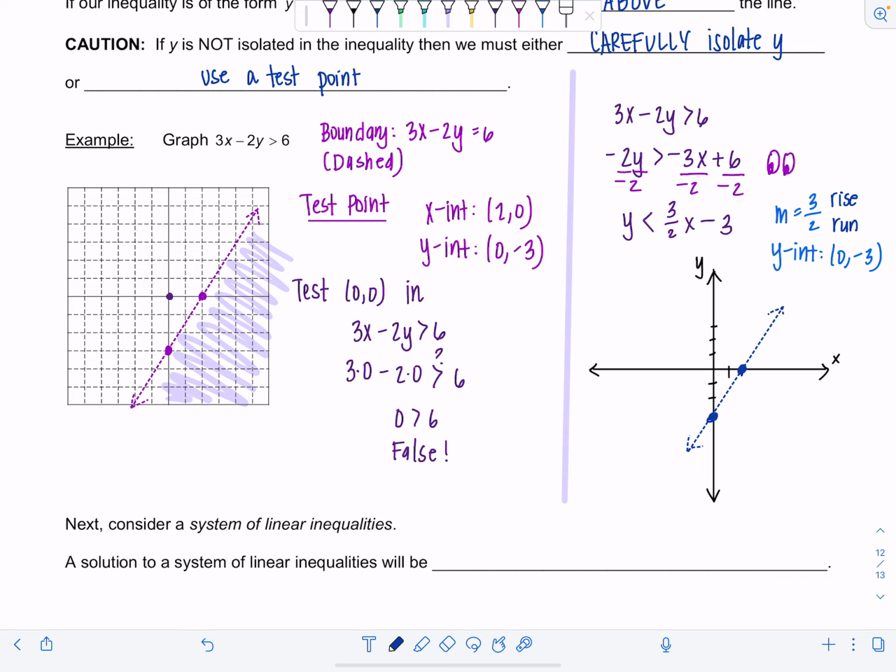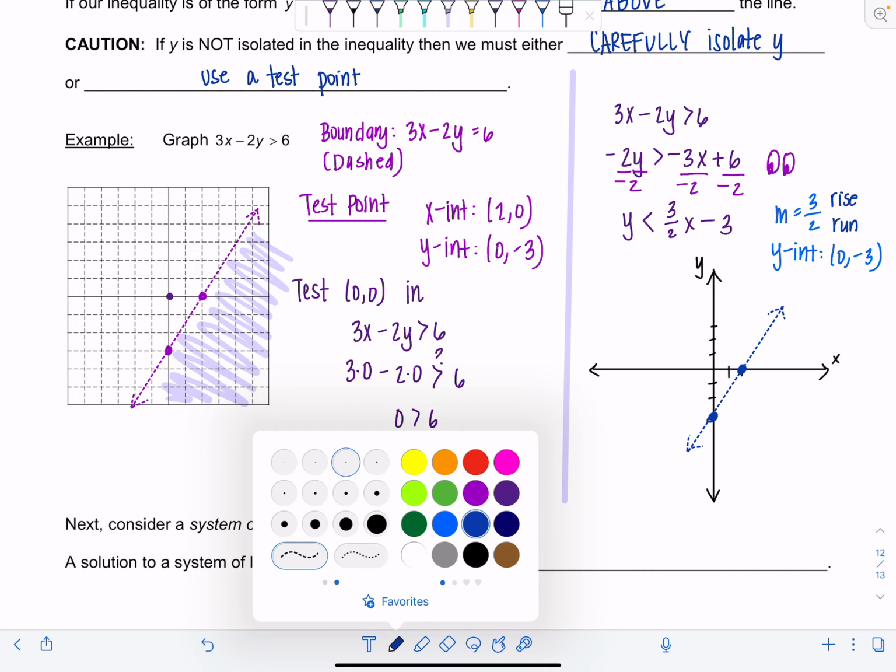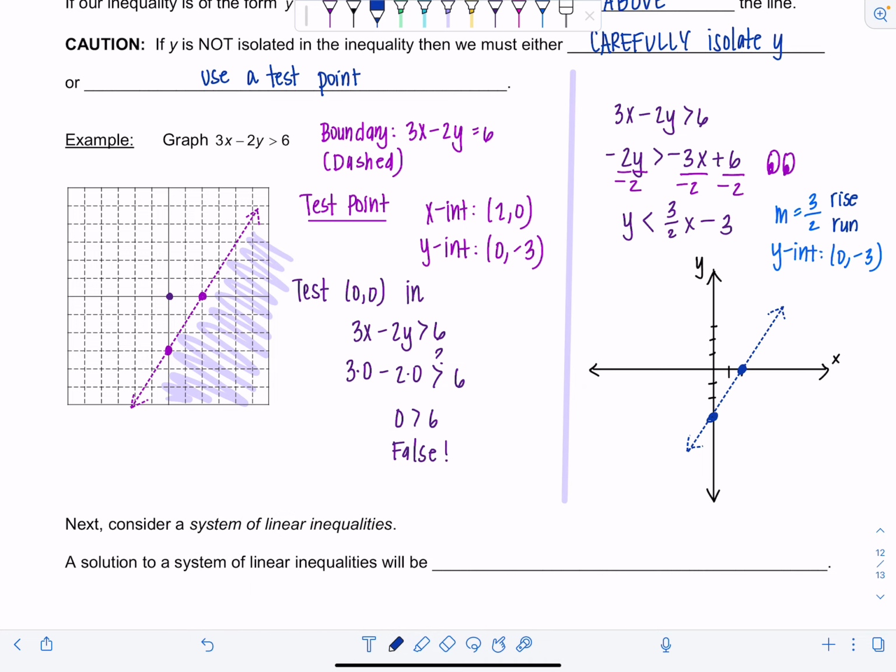Well, I'm not going to use a test point since I wanted to show you the other option you have. Notice here, y is less than 3 halves x minus 3. So that tells me I need to shade below the line. All of the y values that satisfy the inequality are below or less than the boundary line. So you shade this side.